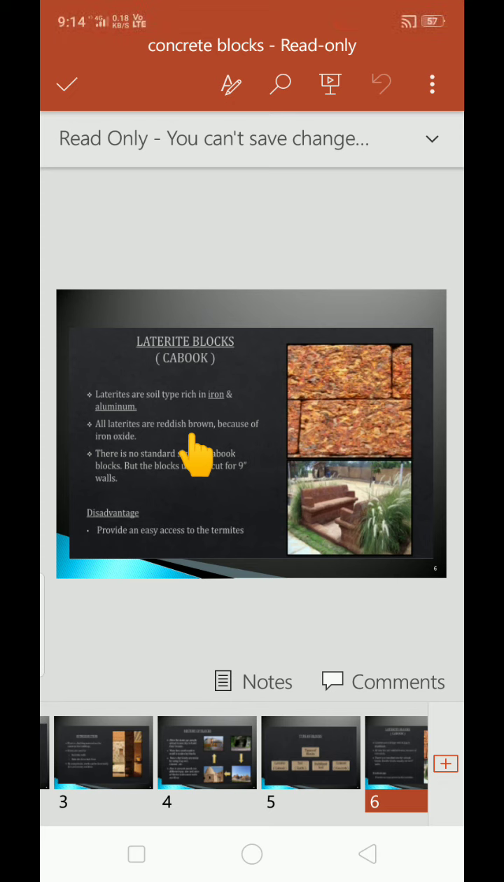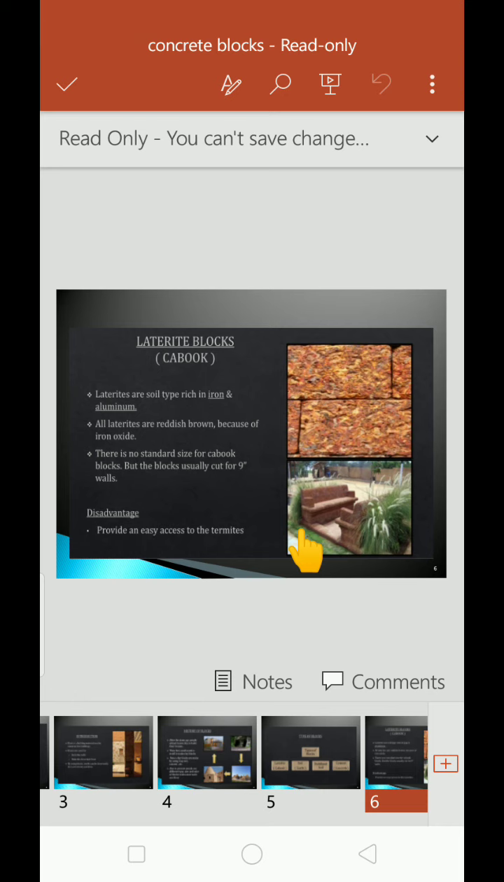This kind of soil we usually see in the coastal region. There is no standard size for laterite blocks, but the blocks are usually cut for 9 inch walls. Whatever the wall thickness is, according to that wall thickness the blocks are cut.